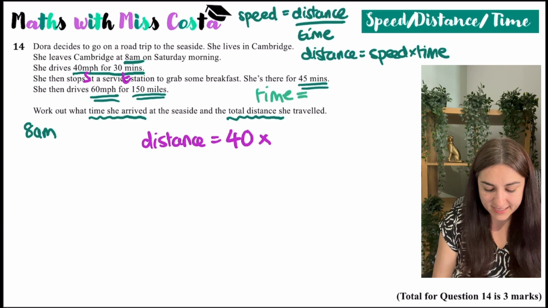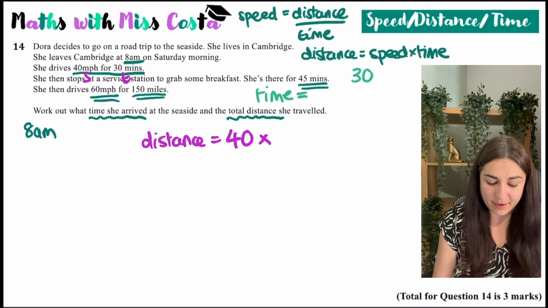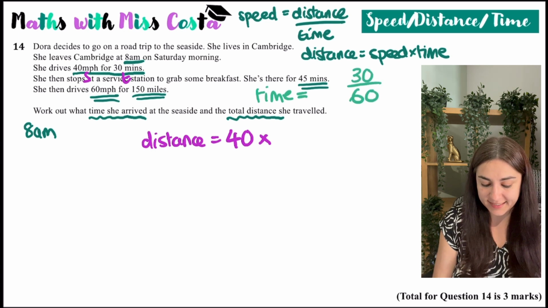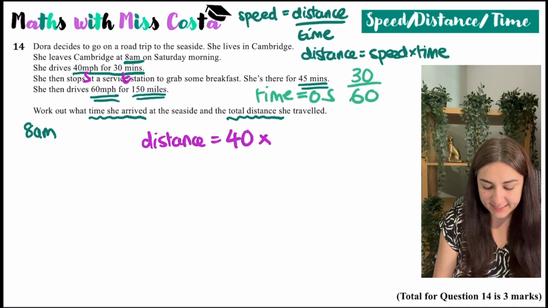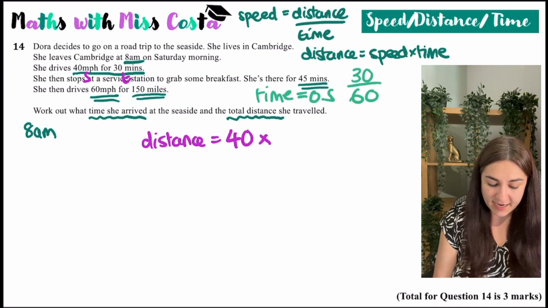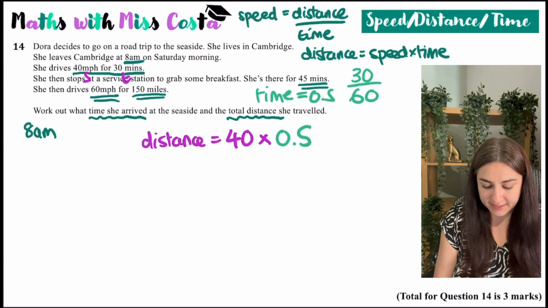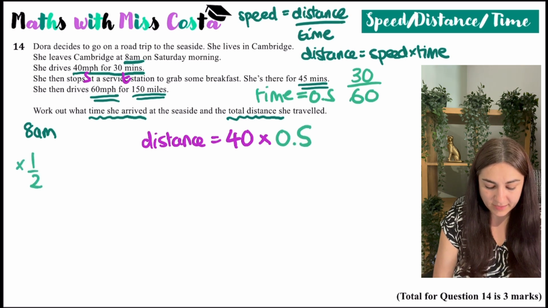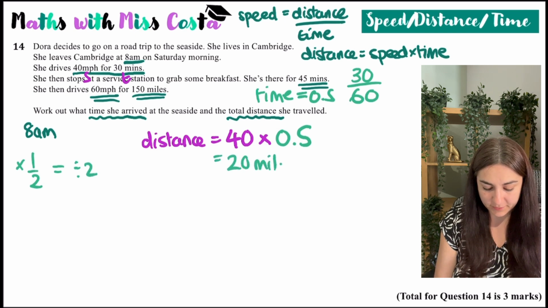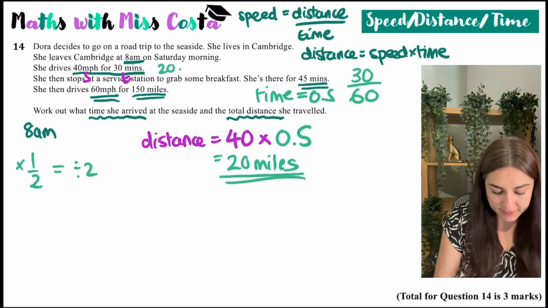So 30 minutes, and how do you write it as a unit of an hour? Whatever the minutes are, you write it over 60. 30 divided by 60, and then you simplify. So 30 over 60 is 0.5. So to work out the distance, I'm going to do 40 times by 0.5, and timesing by a half, remember, is the same as dividing by 2. So 40 times by 0.5 is 20 miles. So she drives 20 miles.